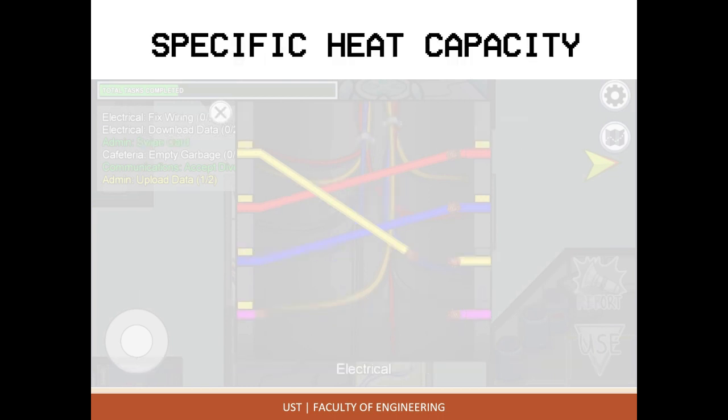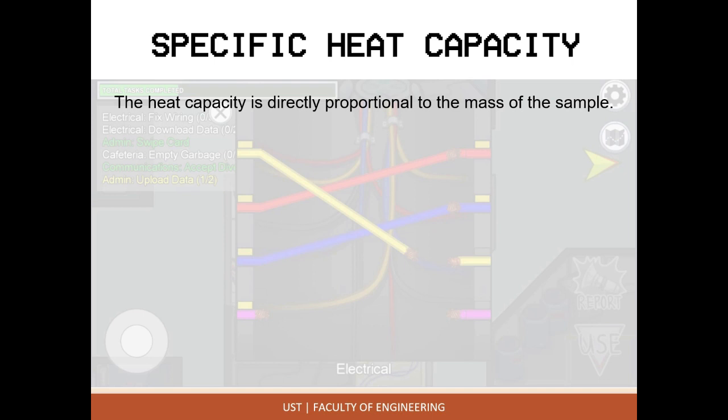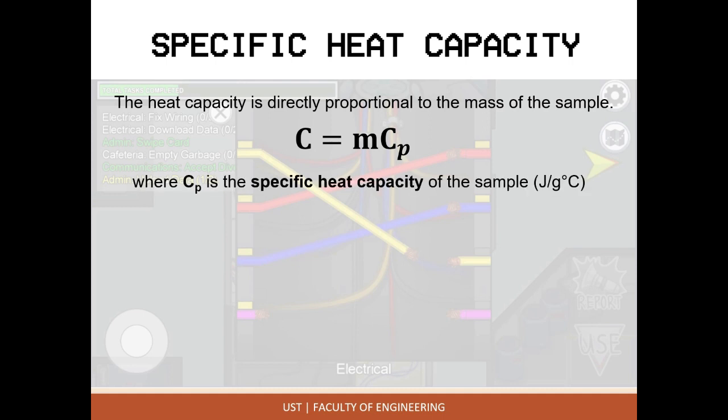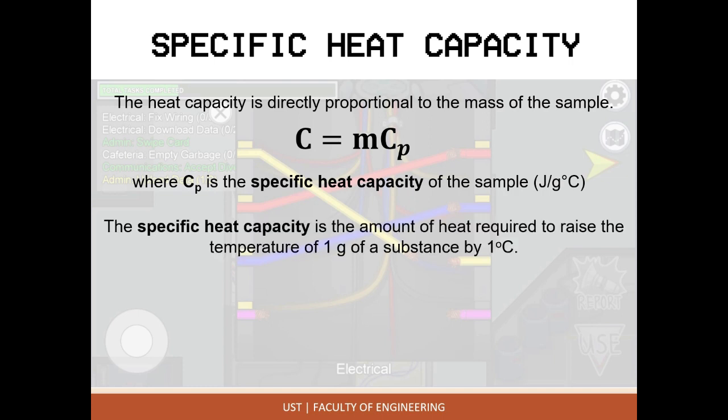A variation of heat capacity that is more useful for calculations is the specific heat capacity of a substance. The heat capacity is directly proportional to the mass of the sample given by the equation C equals m times Cp, where Cp is the specific heat capacity, usually in joules per gram per degree Celsius. The specific heat capacity is the amount of heat required to raise the temperature of 1 gram of a substance by 1 degree Celsius. Moreover, the formula of heat could be modified to Q equals m Cp delta T.